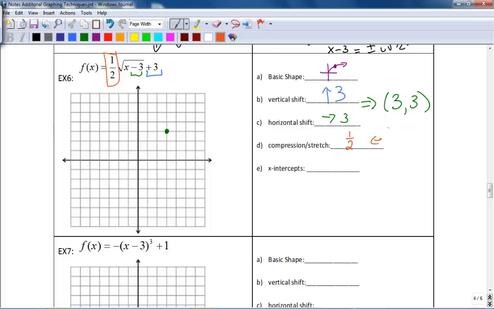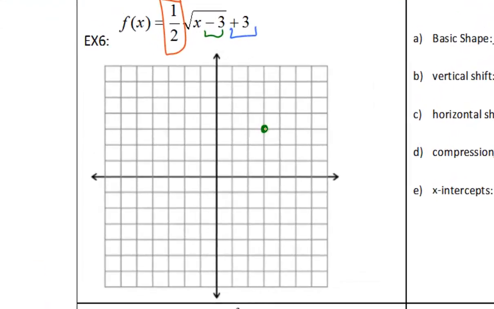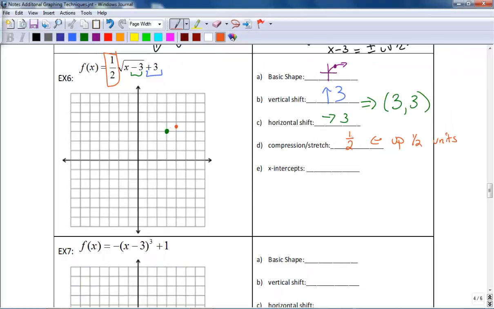That means that I need to go up, because it's positive, right? I need to go up 1/2 unit, or half a unit. So from this vertex that we found, I go up half and over 1. Notice you always go up whatever this is, or down if it's negative, and then always over 1. Always over 1. So I have to go up a half, over 1.